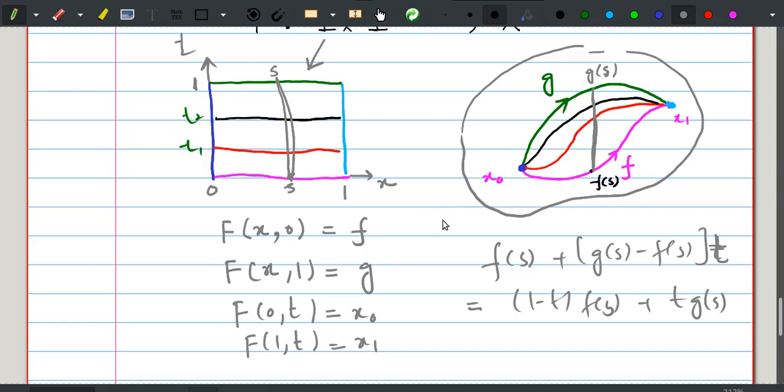If f of s happens to be equal to g of s, suppose these two points are equal, then this segment degenerates to a point, which means f of s t will be equal to f of s for all values of t. This occurs in particular for s equal to 0 and s equal to 1. One can see that this whole line segment is going to get mapped to this point, and this whole vertical line segment is mapped to this one.